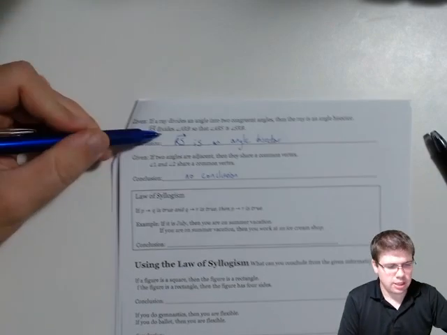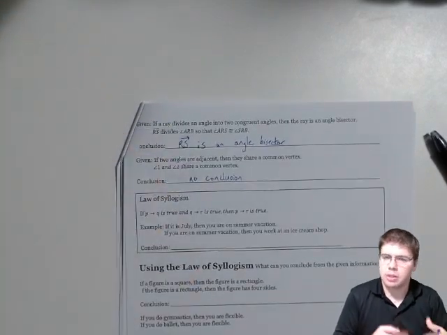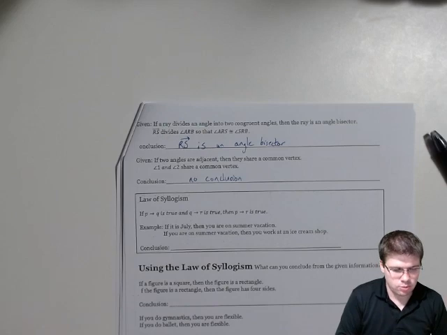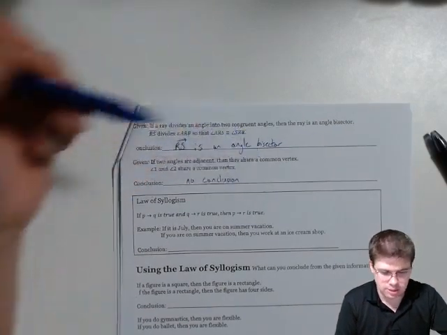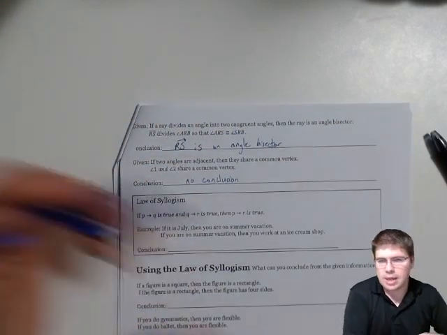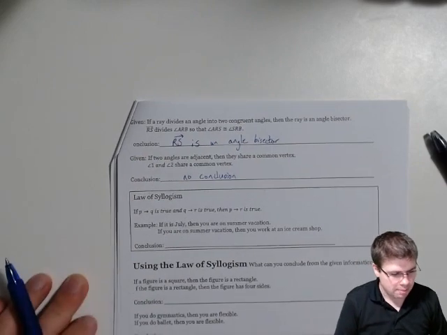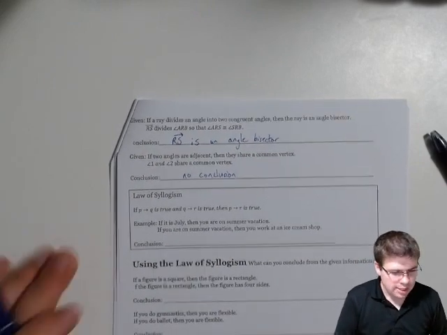The rest were telling us that our hypothesis is true, so we could conclude that our conclusion is true. This one doesn't tell us our hypothesis is true. It tells us our conclusion is true. We can't draw anything about the hypothesis based on that. So that's the law of detachment.